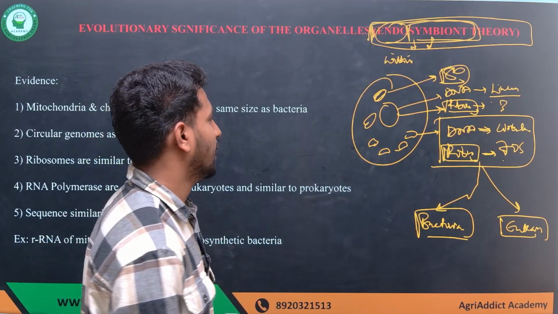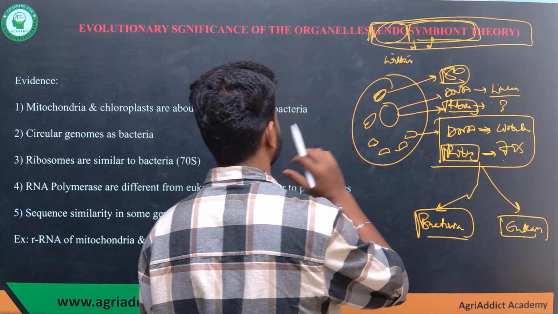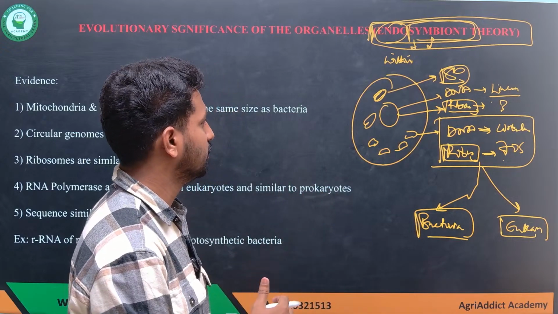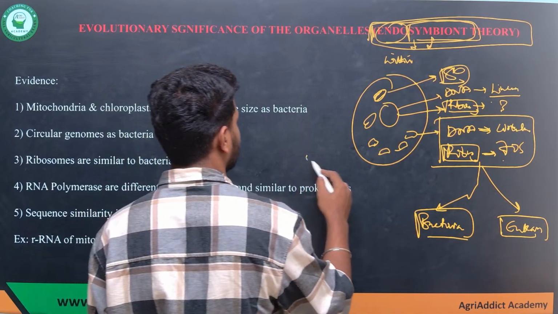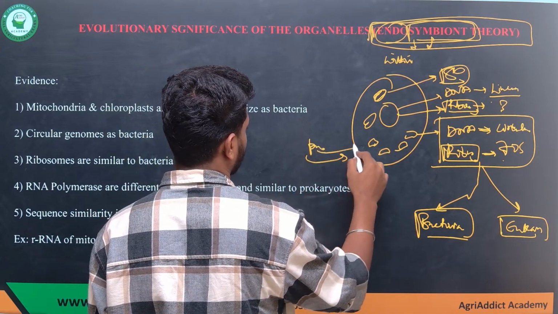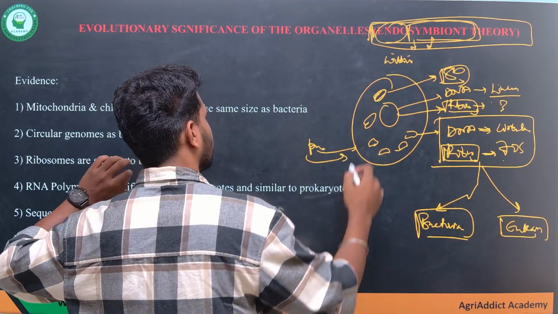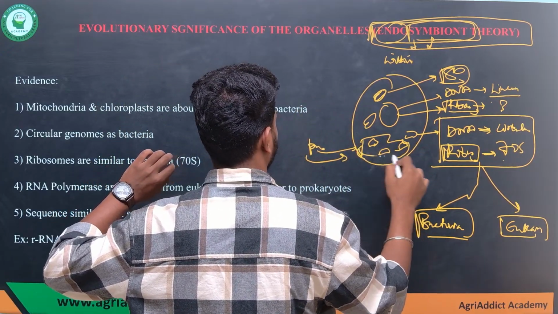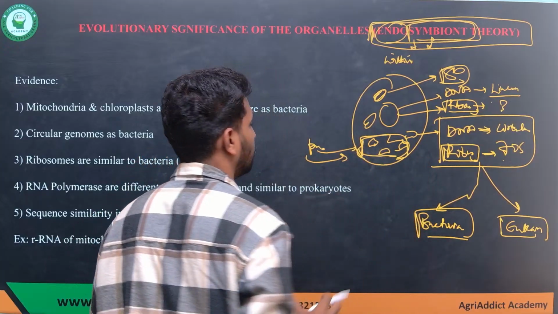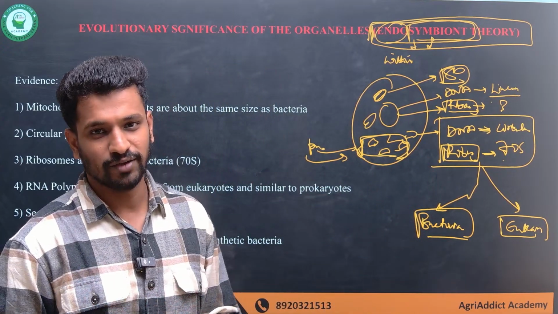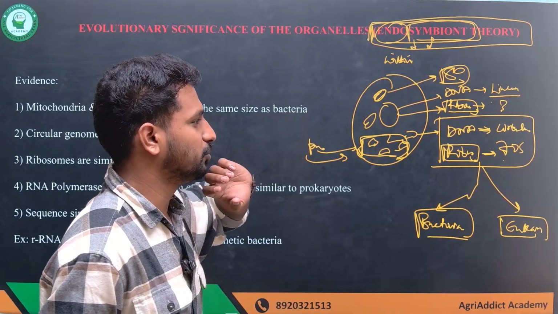So the theory states that long ago, at the beginning of evolution, in the starting era, these primitive organisms entered the host cell, which is obviously a eukaryotic cell. Then they made a symbiotic association, which later evolved to be a part of the cell with some definite functions. That is what the endosymbiont theory means.